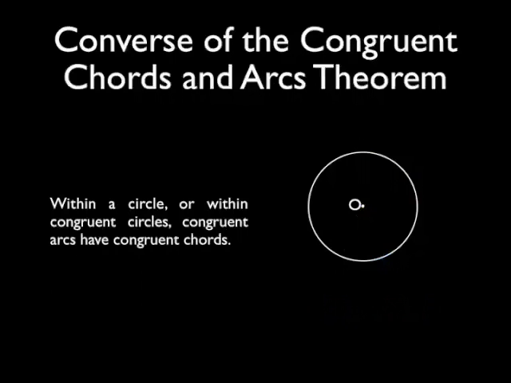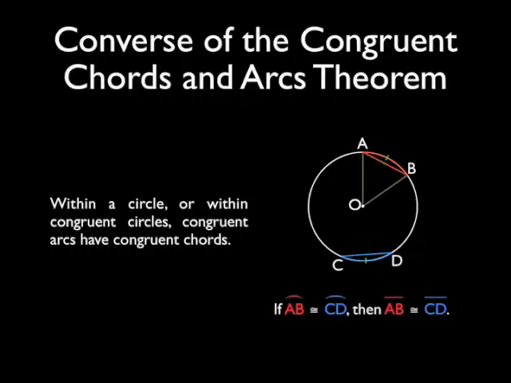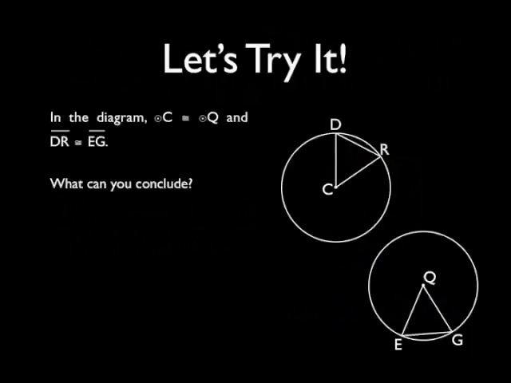The converse, of course, is also true. Within a circle or within congruent circles, congruent arcs have congruent chords. So therefore, if arc AB is congruent to arc CD, then segment AB will be congruent to segment CD. The proof is very simple. The arcs are congruent, so the central angles are congruent. And since the central angles are congruent, the chords are also congruent by the previous two theorems that we learned again. So let's try this.